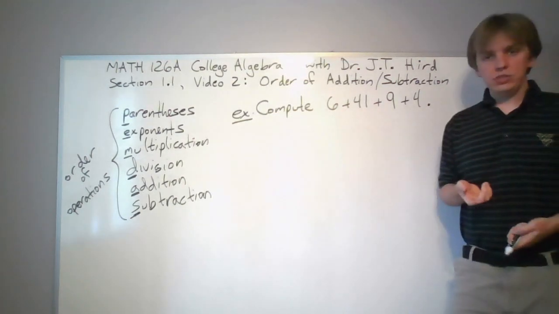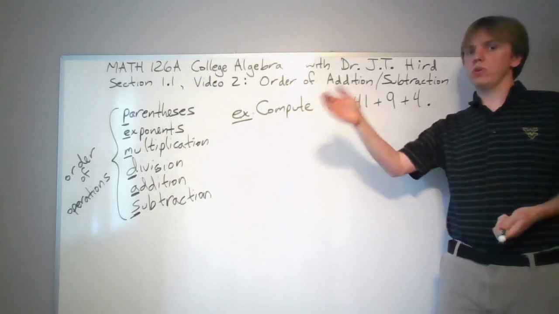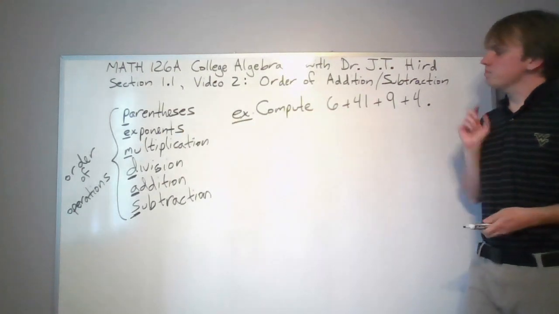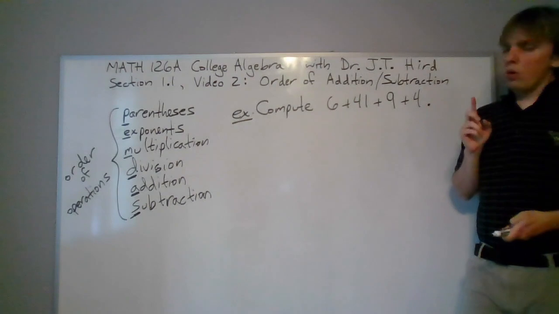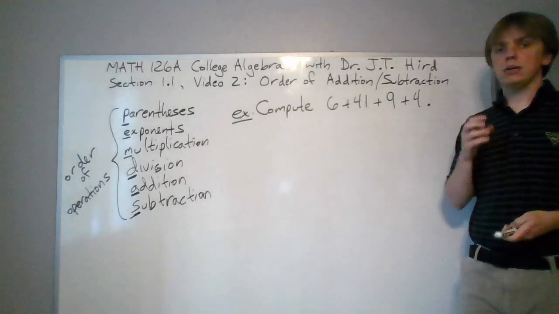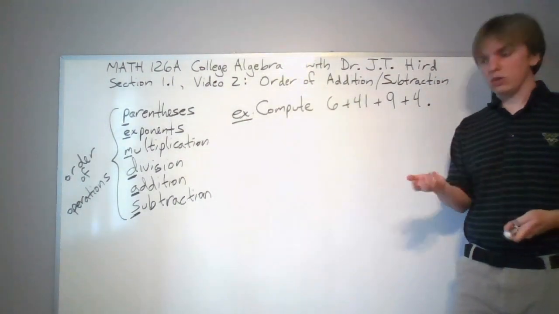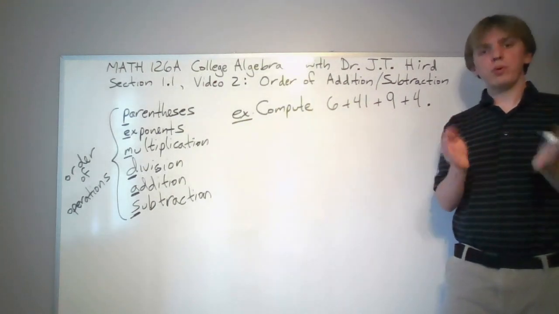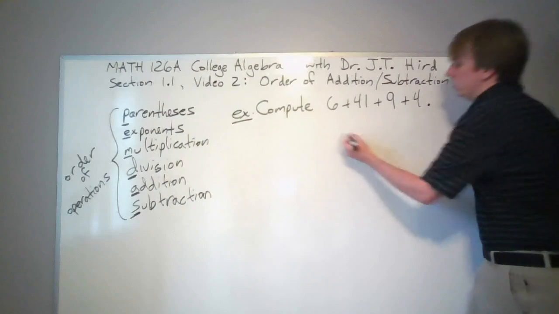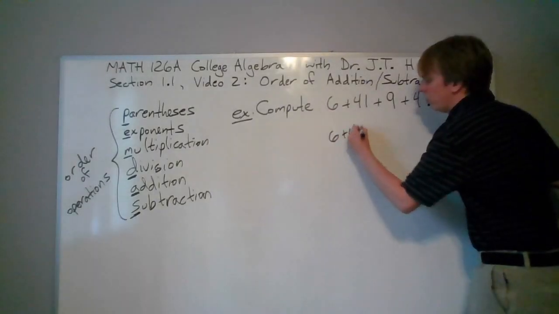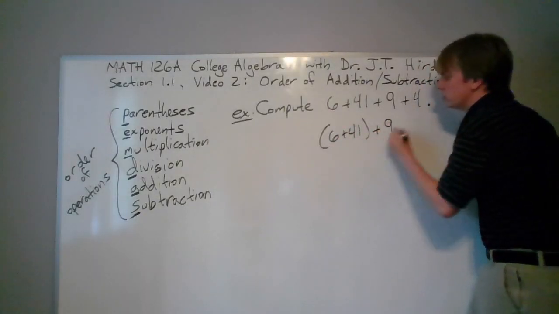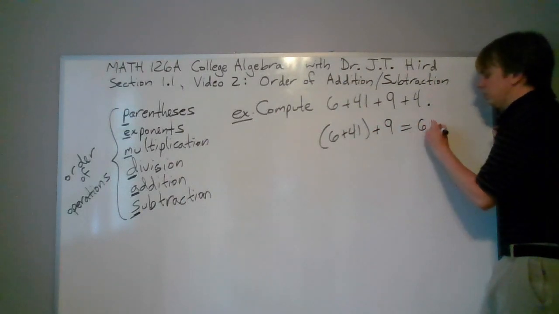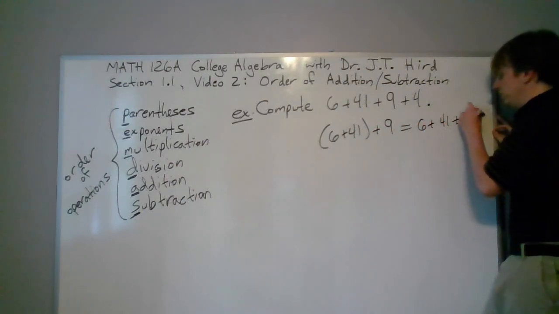Another thing we're allowed to do, although we're theoretically supposed to work from left to right, there's a rule of addition. It also works for multiplication, called the Associative Property, that says you can put parentheses wherever you want. So 6 plus 41 plus 9 should be the same thing as 6 plus 41 plus 9, with the parentheses placed differently.